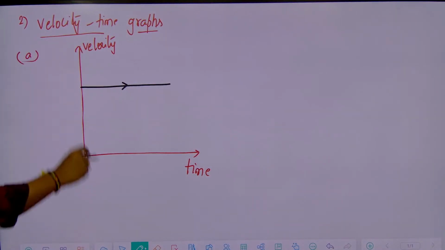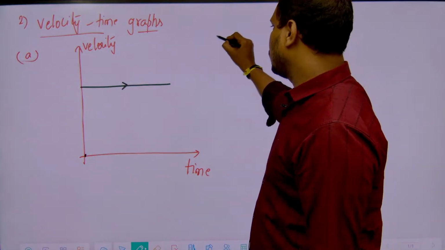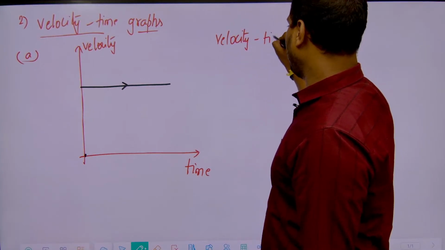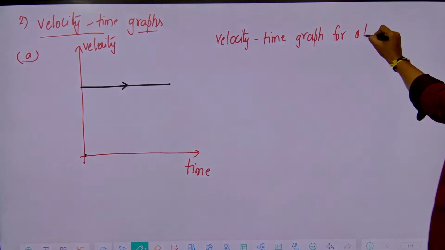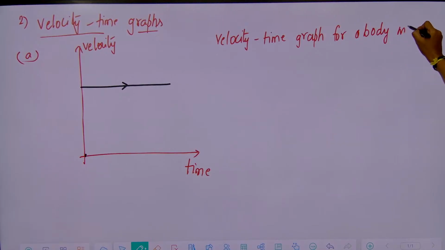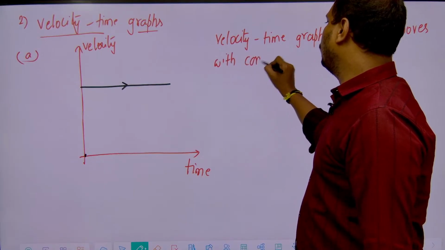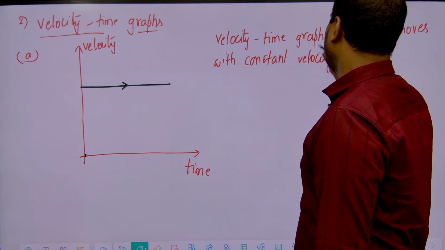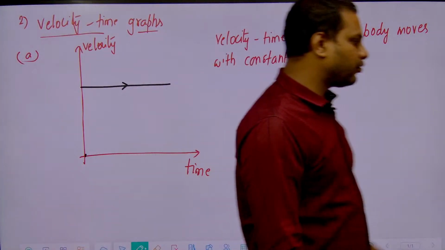So what is the meaning of this graph? Can you tell me? Constant velocity. So this is the velocity time graph for a body moving with constant velocity.